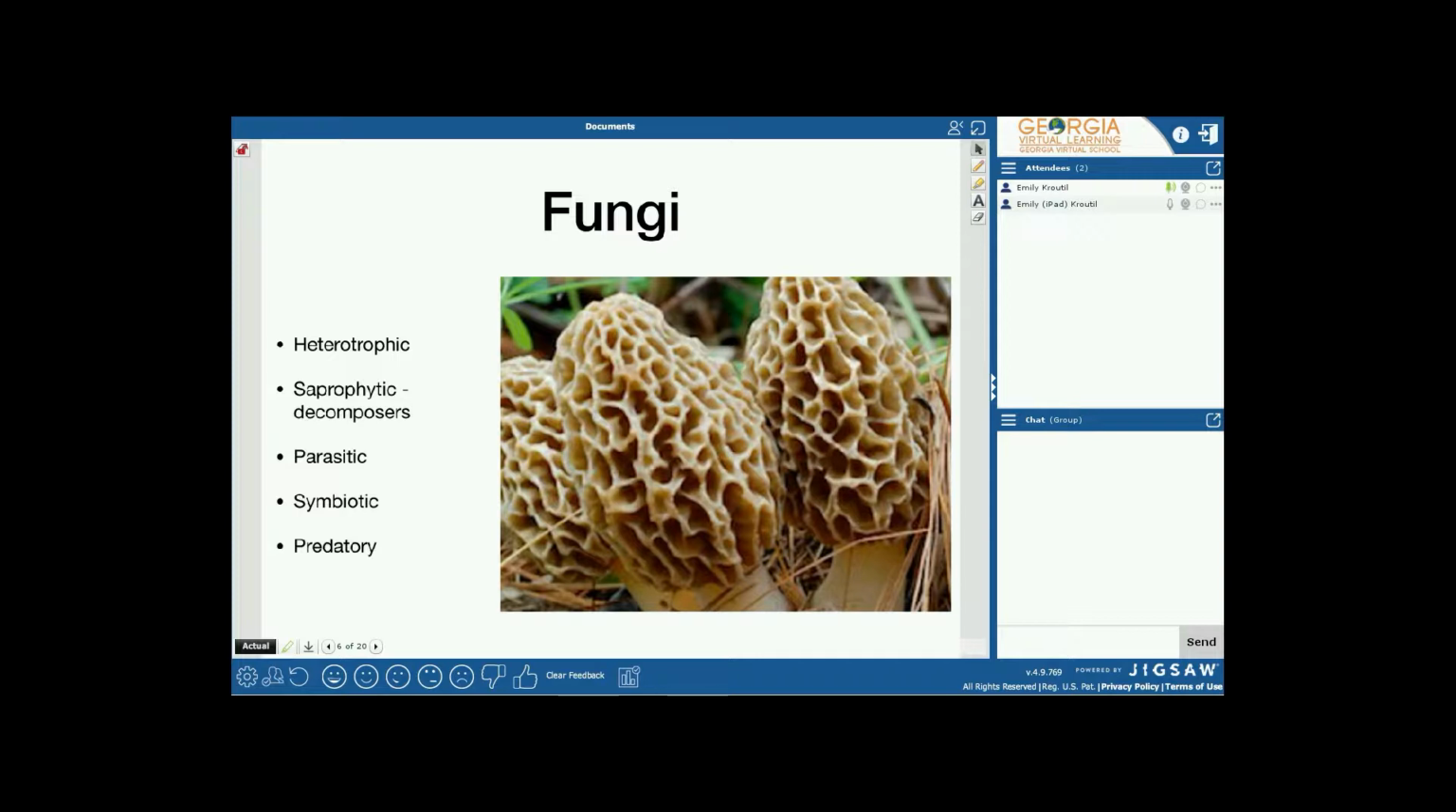And then now we can talk about the fungi. My husband likes to make the joke that he's a fungi.